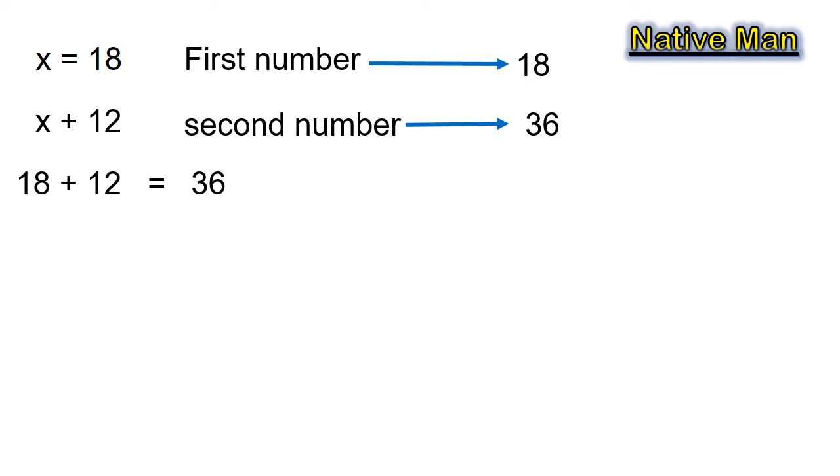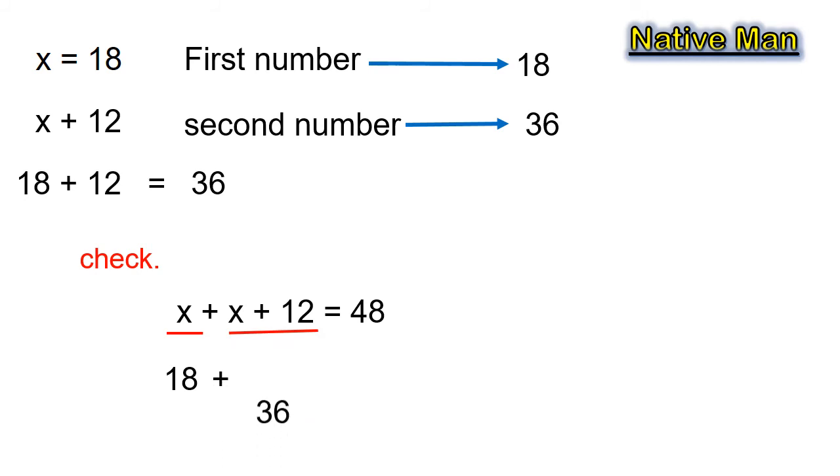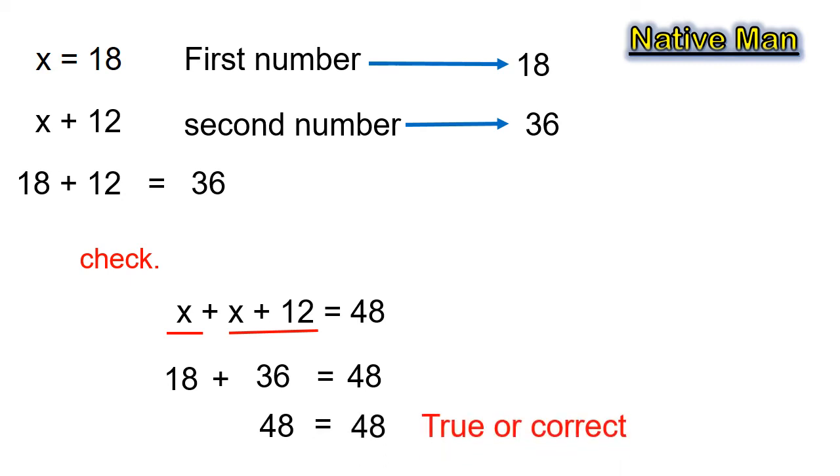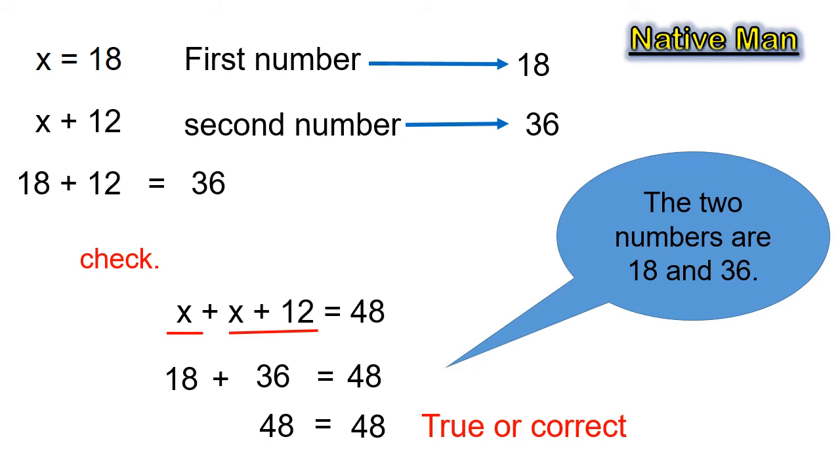Okay, let's check if our answer is correct. Okay, from the equation x plus x plus 12 is equal to 48, our first number x is equal to 18. Our second number, x plus 12 is equal to 36. So, if you add 18 plus 36 is 48, that is equal to 48. And this is true or correct. So, therefore, the two numbers are 18 and 36.